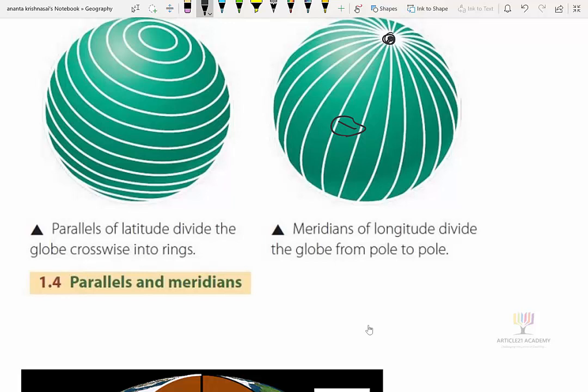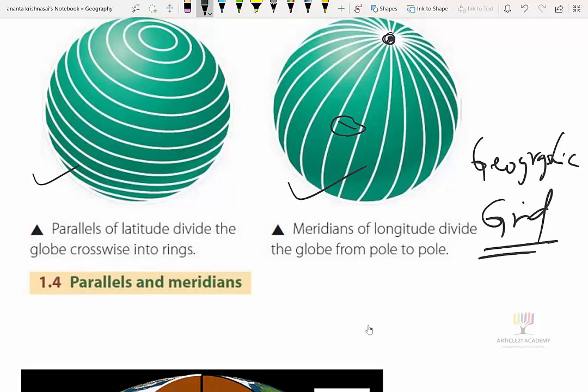These pictures give you the pictures of the parallels and the meridians. If you look at this particular picture, together they form what is called the geographic grid. When you draw these two lines together, they give you what is called a grid. This grid is the way to depict the Earth or the globe on a flat surface in order to understand the surface features with respect to a reference point and its location.